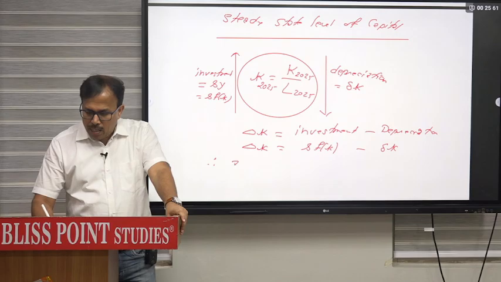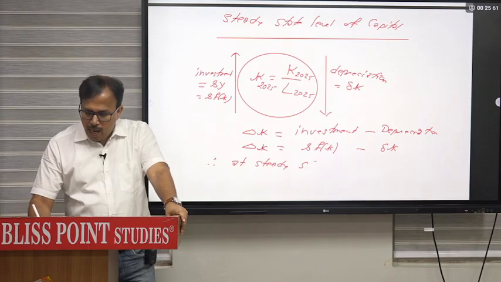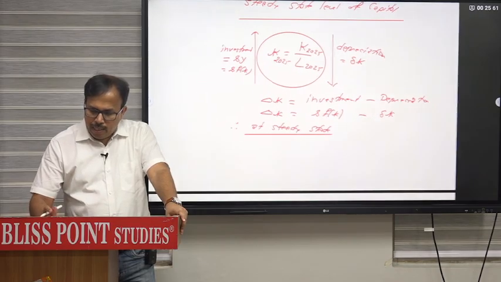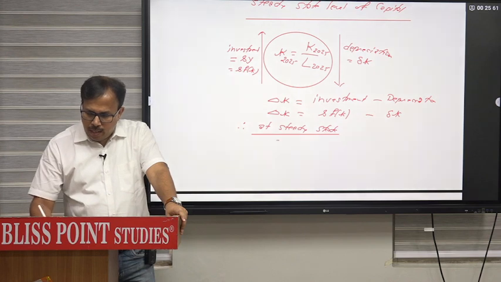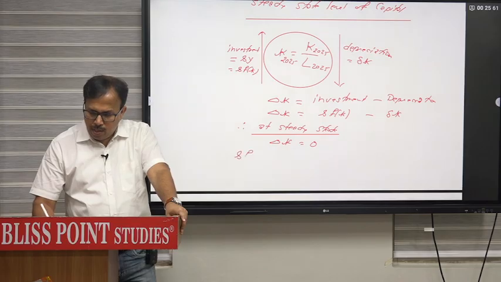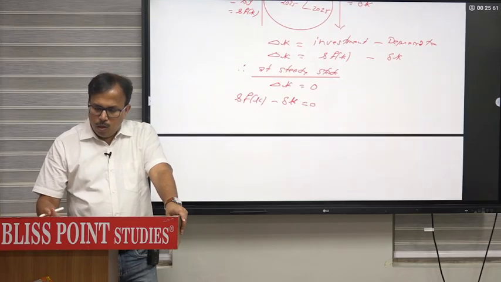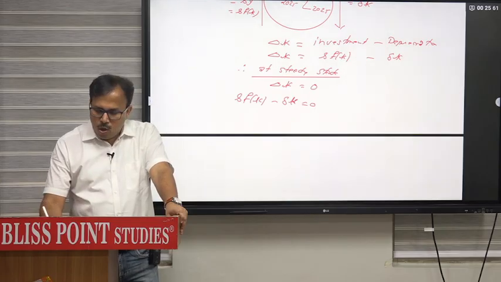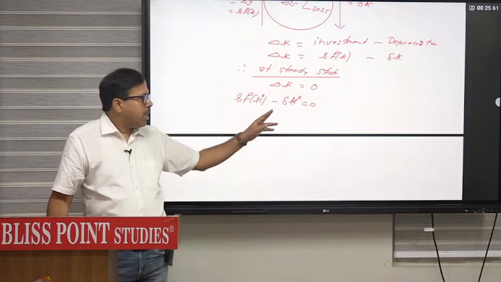So at a steady state, you will write that delta K is equal to 0, which means S function of K minus delta K is equal to 0. And when you equate this to 0, then you will get a specific number, and that stock of capital will be referred to as steady state. Steady state के लिए मैंने star mark रखा.